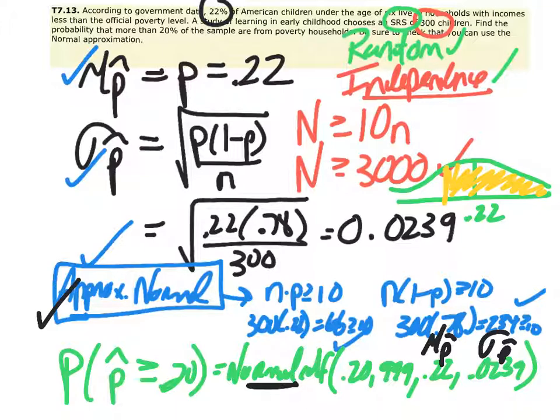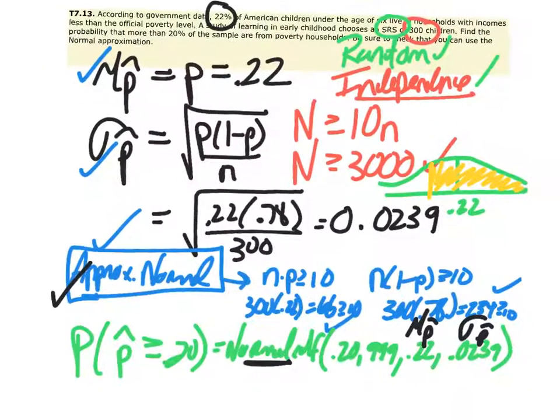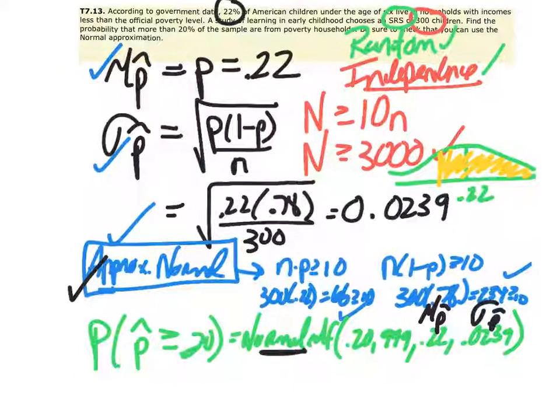And then the final answer on this one, the probability when you put that in your calculator, comes out to be 0.7986. So then we could state this answer in context of the problem. We could say here there is an 80% chance that in a sample of 300 children, more than 20% are from poverty households.